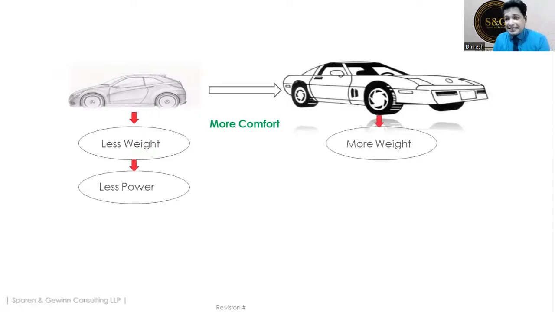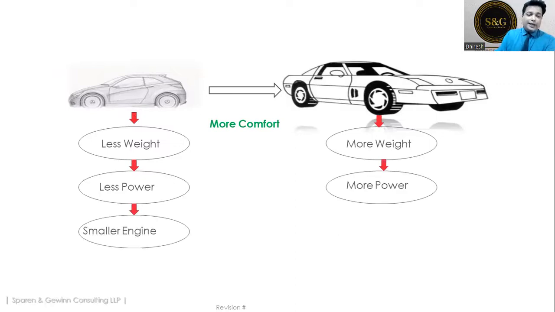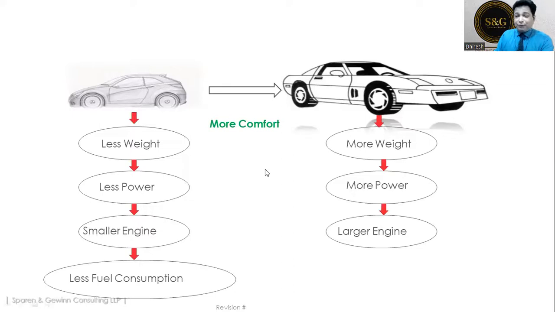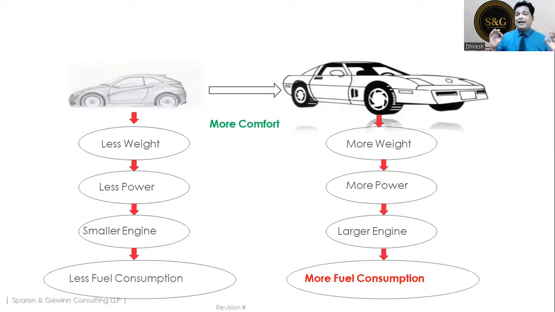So here the hatchback has lesser power. The sedans and SUVs have more power, right? The hatchback has a smaller engine, and the sedans and SUVs have a larger, bigger, powerful engine. Now, less fuel consumption, understand this. Now you're talking about comfort. Here on this side, there is more fuel consumption. Always remember this. Okay. So on this side the payoff is more comfort, right? The cost at which I have to make the payoff is more fuel consumption.